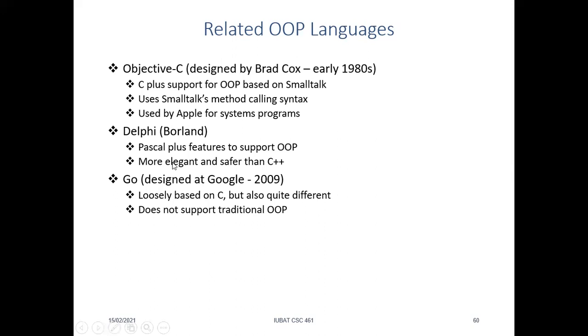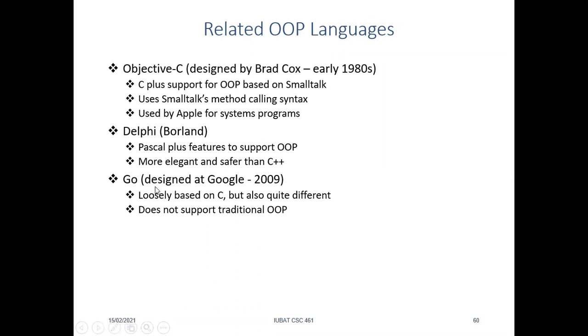Then we have the Delphi. Okay, that is a Pascal plus support for object-oriented programming. So you see, parallelly, when they were developing C++, other programming languages tried to take the concept in. So Objective C was another approach to take the object-oriented concept in C. Then we have the Delphi, that was the approach for taking the object-oriented support for Pascal.